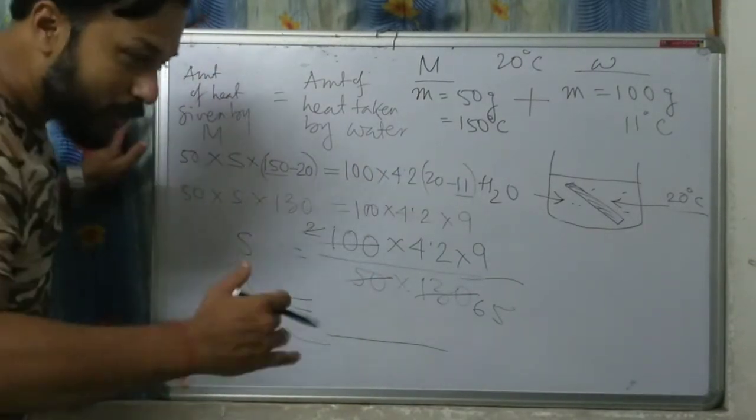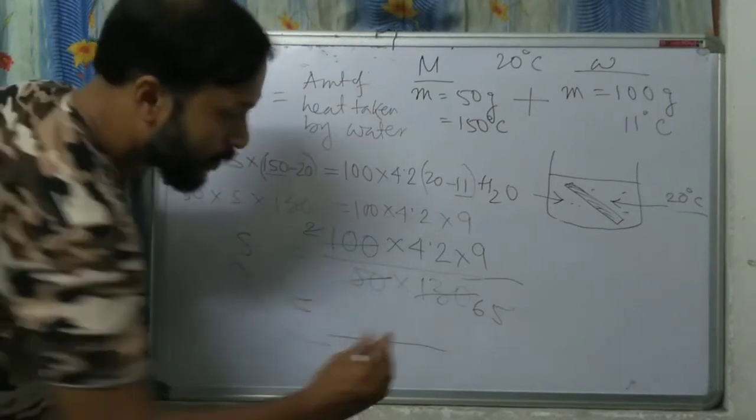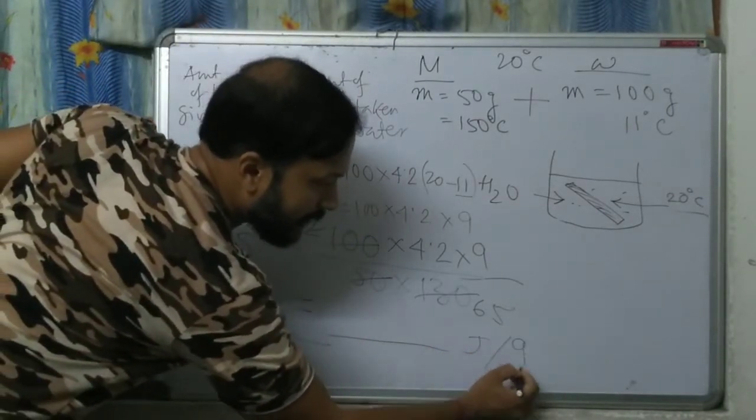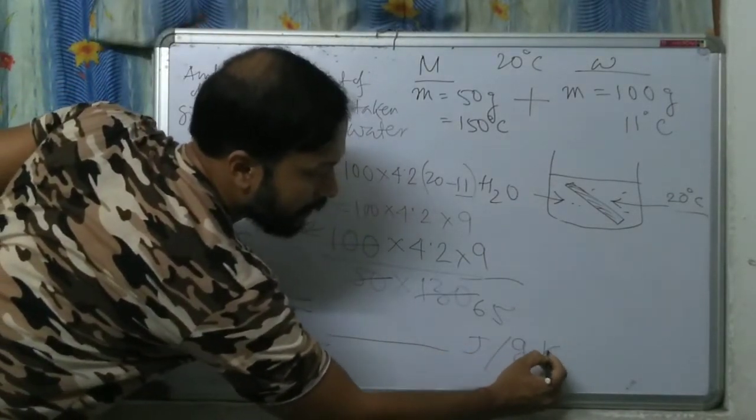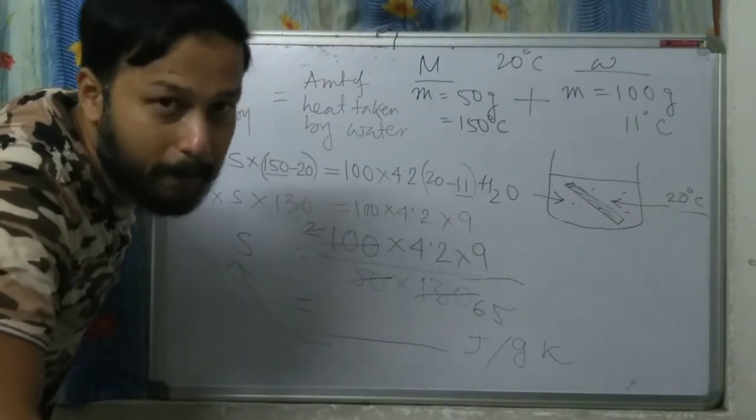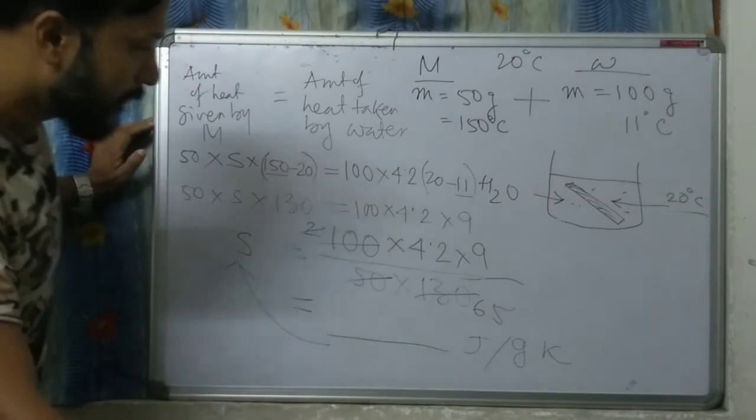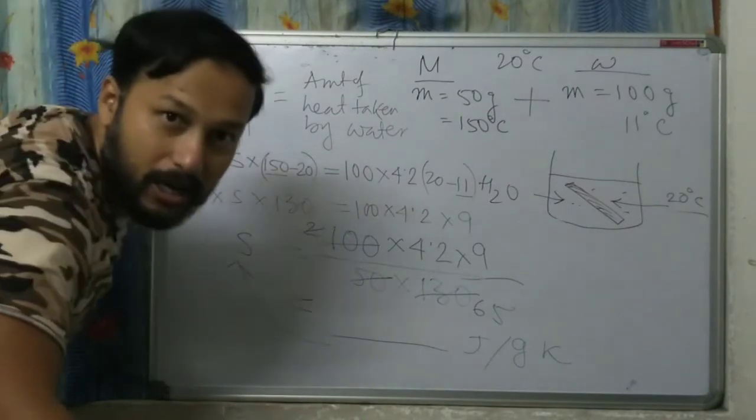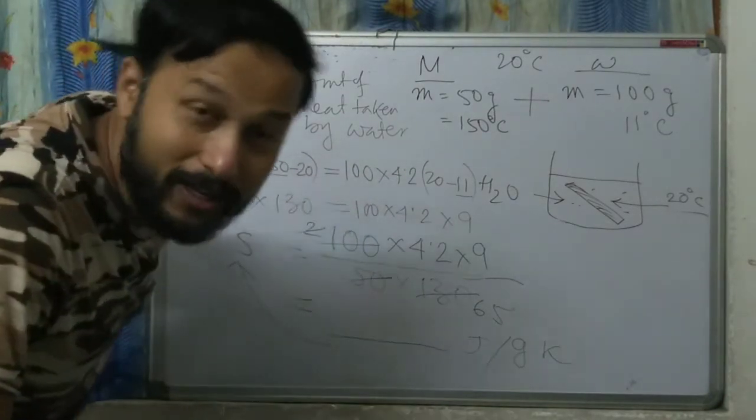Okay, and what is the unit of specific heat capacity? Joule per gram per Kelvin. Understood? This is the answer. Let us move to our next sum.